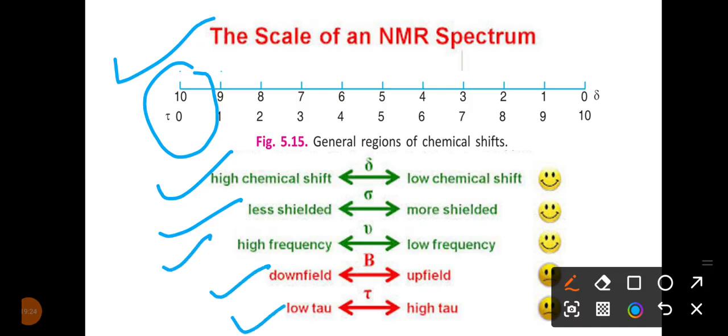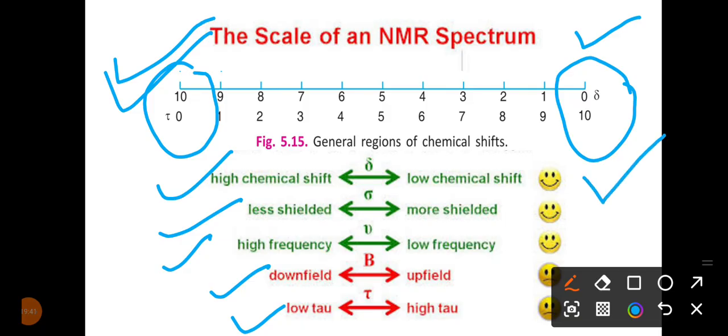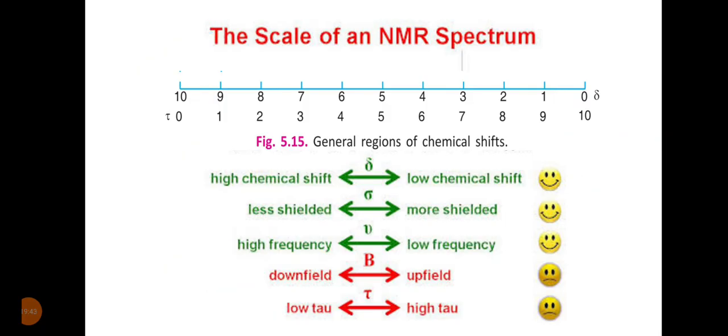Similarly, you can see this side, it is the low chemical shift. What do we call it? These are more shielded, or the shielding effect, lower frequency, that is the upfield effect. If we call the other downfield, then what do we call this? Upfield effect. And these are showing the high tau value, right?